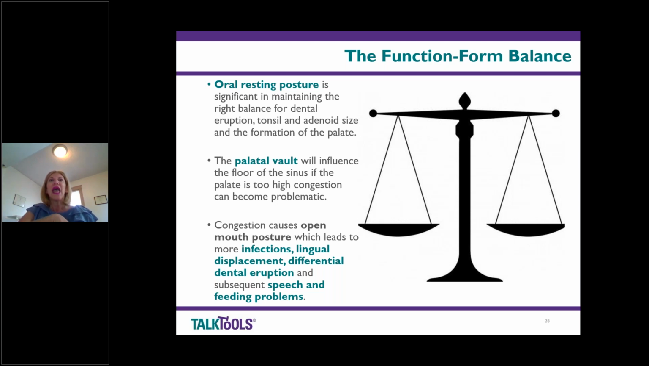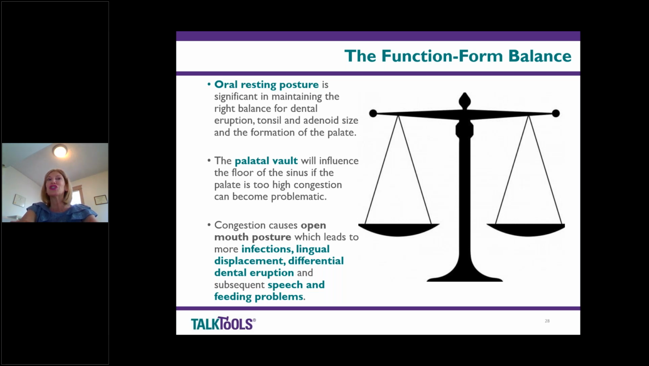And then the palatal vault, if the airway is affected and that palatal vault is too high, is going to push up on the floor of the sinus, and congestion is going to become problematic. So I might have a little bit of fluid in my nose from allergies, but my palate is normal. I have good airway space. It's just going to drain out. But when your sinus is pushed too far up and the floor of the sinus is too high, there's going to be a narrower sinus, and the slightest amount of congestion is going to lead to ear infections and sinusitis.